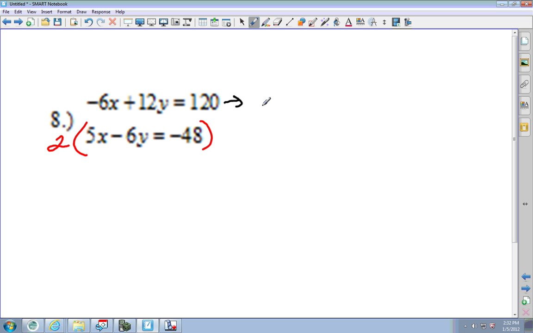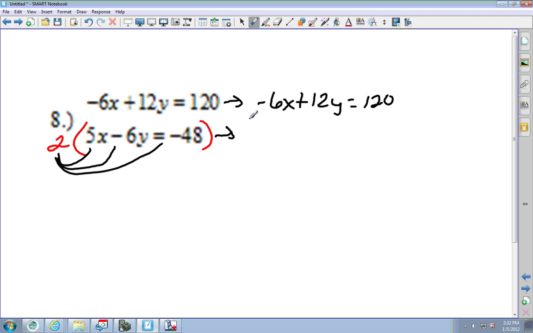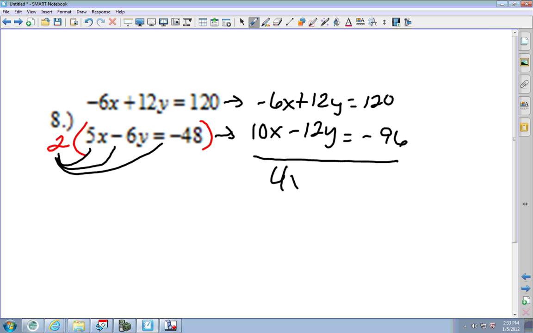So let's rewrite the top equation. -6x plus 12y equals 120. Now the bottom one, we need to do the distributive property. So I have 2 times 5, which is 10x, 2 times -6, -12y, 2 times -48, which gives me -96. Now when I combine these together, right here, I get 4x, the y's cancel out, and then I take 120 minus 96, and I get 24.